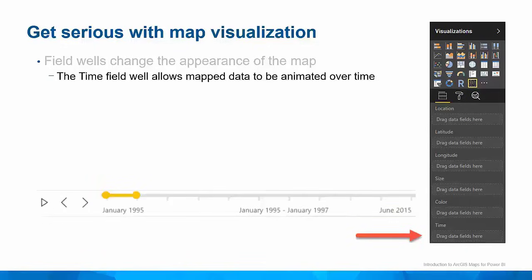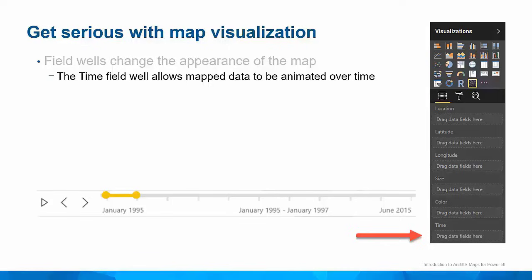You can create time animations using the time field well. If you put a date field into the time field well, the map visual will group your location data into time bins and add a time slider to the visual. You can manually scrub forward and backward through time. You can use the handles to expand the range and show multiple bins at one time, or use the play button to animate your selection over time.